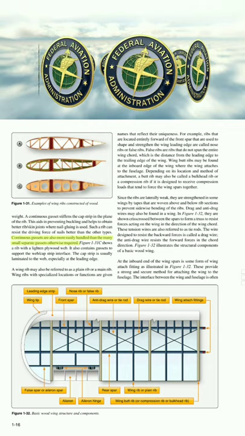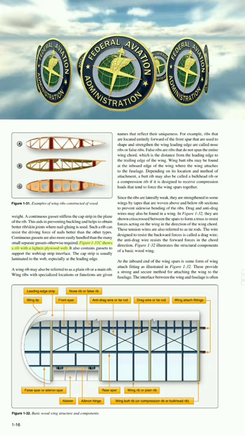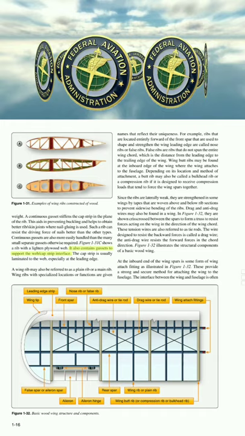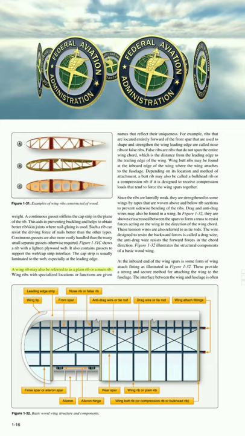Figure 131C shows a rib with a lightened plywood web. It also contains gussets to support the web/cap strip interface. The cap strip is usually laminated to the web, especially at the leading edge. A wing rib may also be referred to as a plain rib or a main rib.